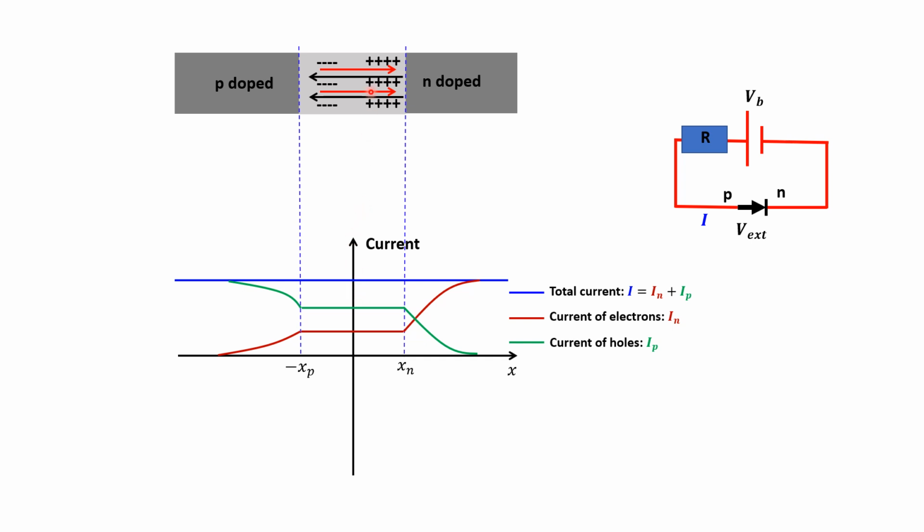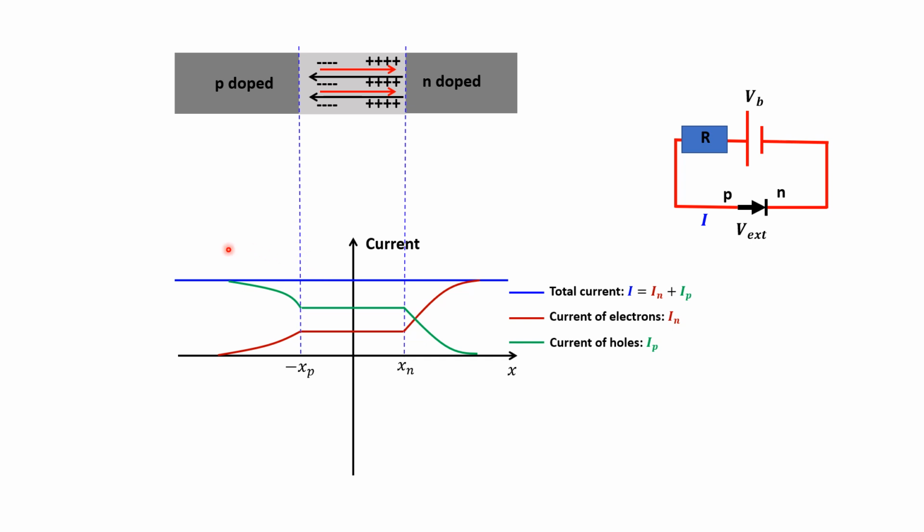And you can notice that inside the depletion region, I drew the current of holes as higher than the current of electrons. That does not need to be the case. The current of electrons could be higher or they could be the same. I just drew them differently because I think it's easier to see.